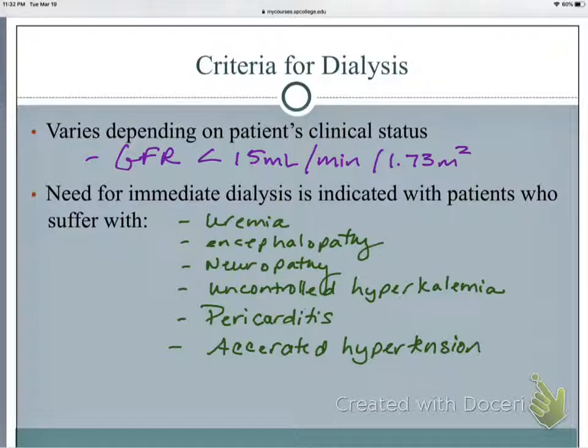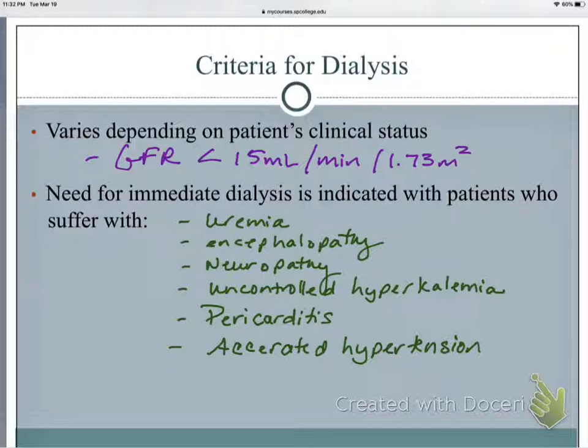So in an emergency, what would be an example of an emergency for dialysis? Can you guys tell me? Good. So hyperkalemia would be like an emergency, right? Why is that an emergency? Good, because they can have lethal dysrhythmias, right? So if a patient's potassium is like 7.0, we need to get them dialyzed emergently, right?